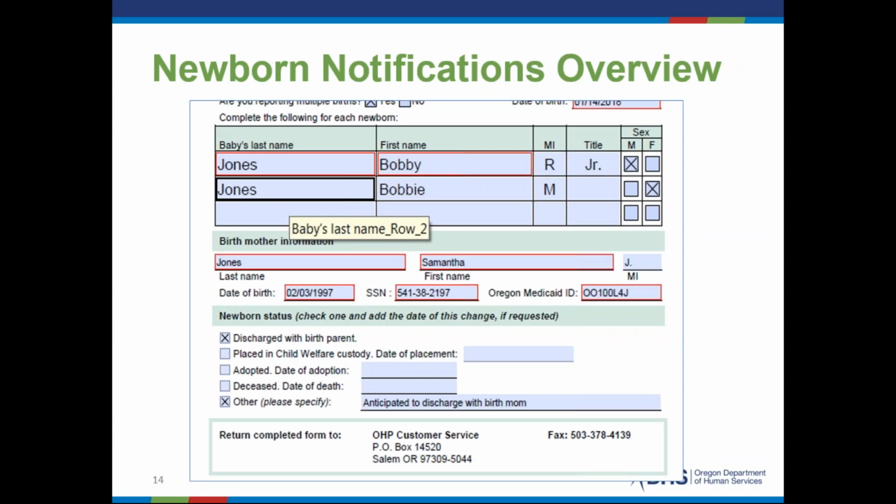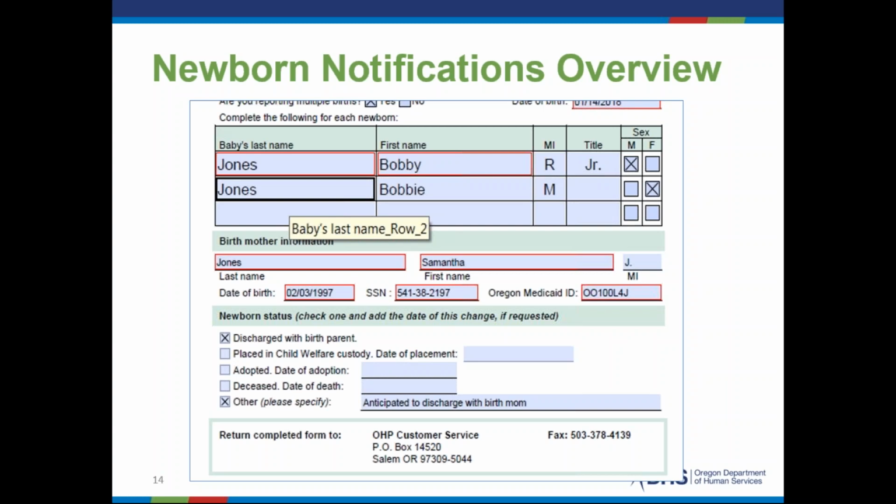And then we have male and female. And so we have that section completed in full. We want the birth mother's information, her date of birth, social security number if she has one, and Oregon Medicaid ID.